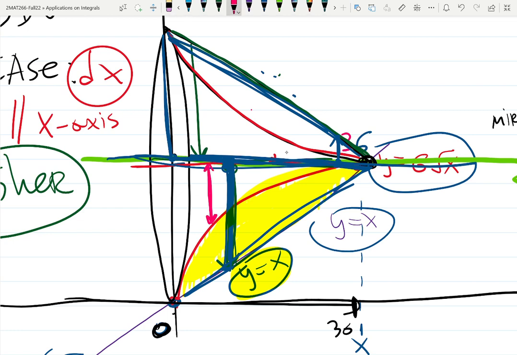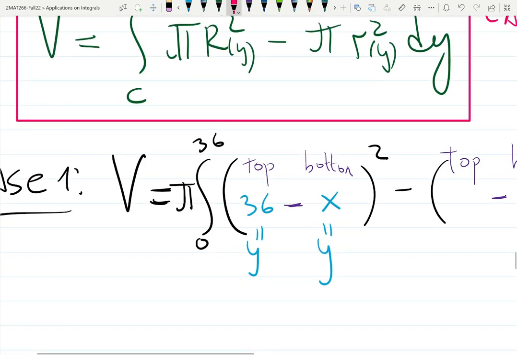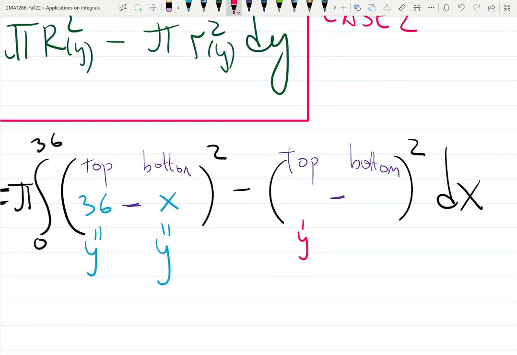How to find this distance? Only this white one. We only look for the white distance. Top minus the bottom. It still comes from the axis of rotation, which is y equals 36. And then minus what? Square root of x. Square root of x. Let me write it down here. y equals square root of x. And that is the second one. Top, which is y equals 36, minus y equals square root of x.